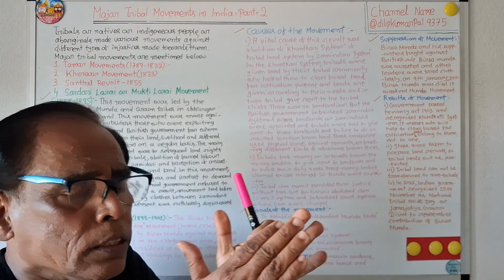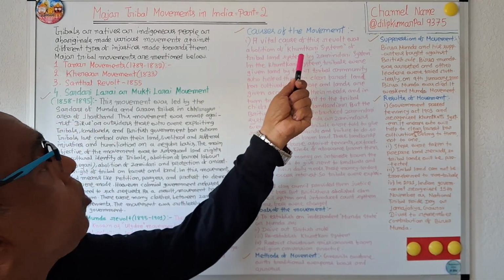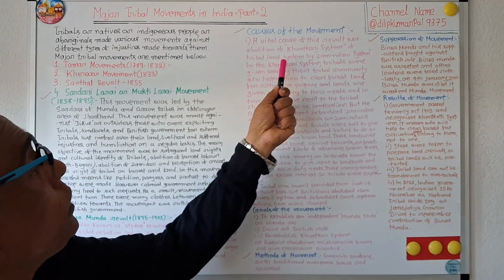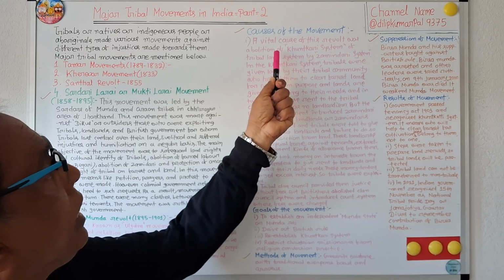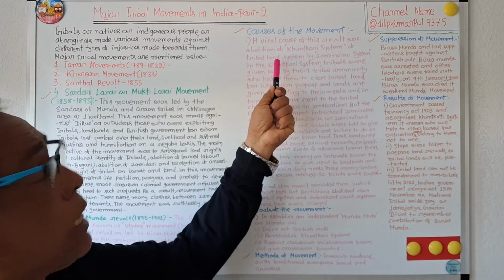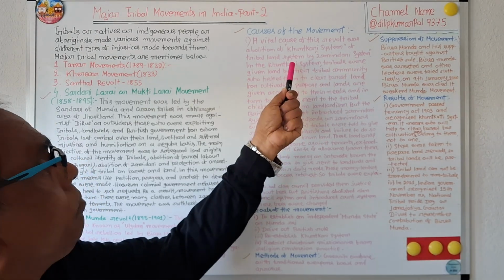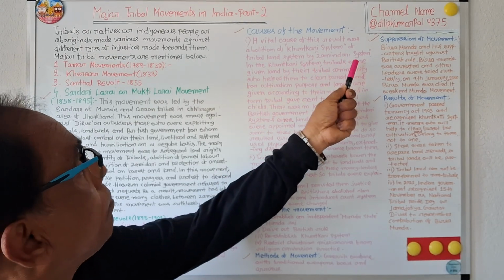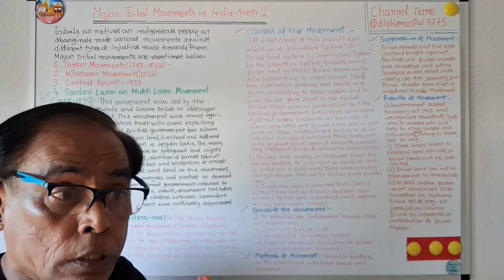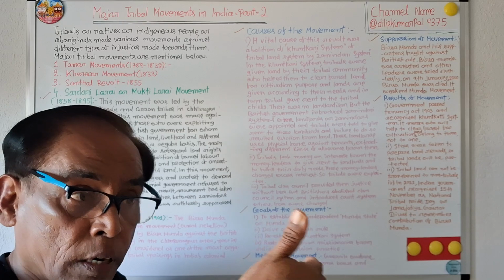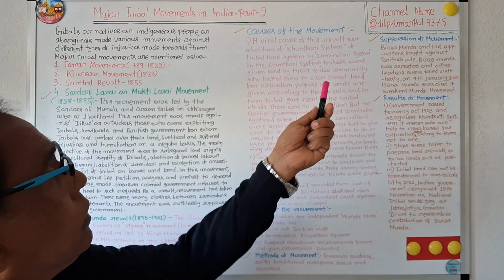Causes of this movement: why did the Birsa Munda movement take place? Number one, a vital cause of this revolt was the abolition of the Khuntkatti system, the tribal land system, and its replacement by the Jomidari system by the British government.